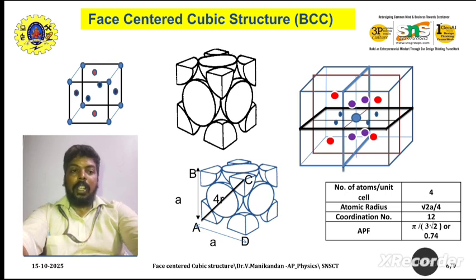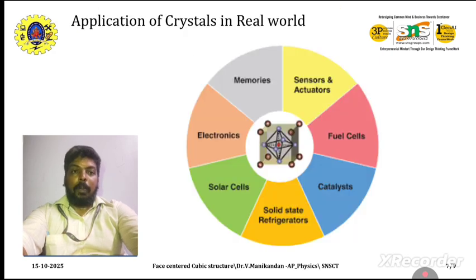The remaining part, after that 74%, is called empty space. Applications of crystals, especially close packed structures, are used in many different fields in the real world: memories such as random access memories, fabrication of microprocessors, RAM, sensors and actuators, fuel cells, catalysts, solid state devices, solar cells, and other electronics are fabricated according to structure-property relationships.